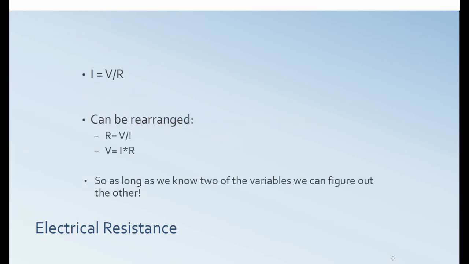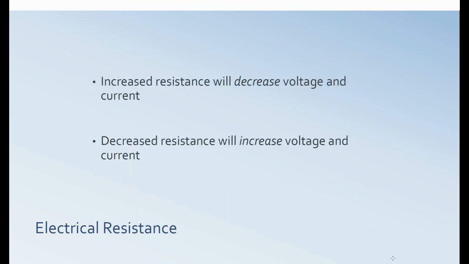We can also rearrange this equation. If we know different variables, we can rearrange the equation to make it easier to do the math. We can arrange it as resistance equals voltage divided by current, or the voltage is the current times the resistance. As long as we know any two of these variables in our circuit, we can figure out the other one. And again, increased resistance is going to decrease our current. So the more resistance in a circuit, the less current. If we decrease the resistance, now we're going to increase the current.